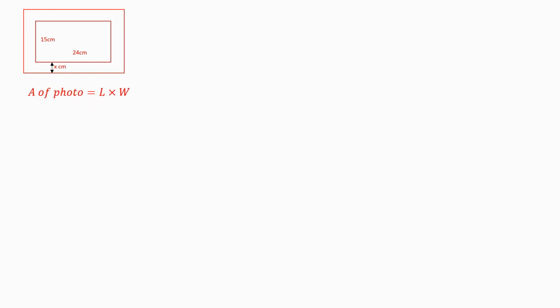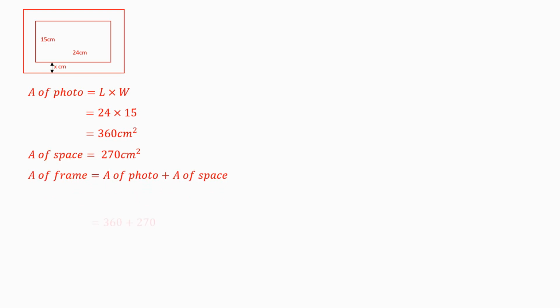We have a model of the photograph and the frame. So the measurements of the photograph are 15 centimeters by 24 centimeters, and there is a uniform space between the photograph and the frame of x centimeters. So the area of the photo is length times width, which is equal to 24 times 15, which is equal to 360 square centimeters. And we have been given the area of the space as 270 square centimeters. Therefore, the area of the frame will be the area of the photo plus the area of the space, which is equal to 360 plus 270 equals 630 square centimeters.